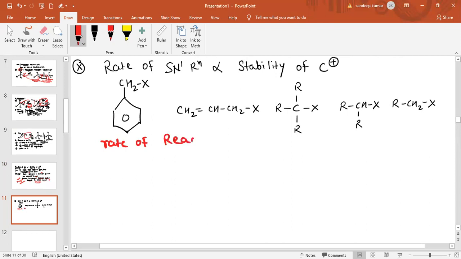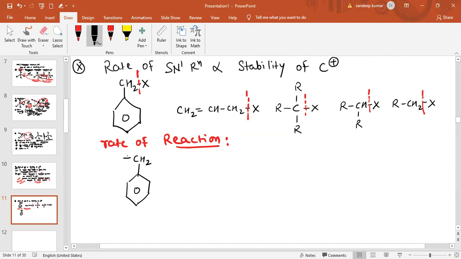When you want to compare the rate of reaction, first of all, break the bond of carbon and halogen. So this carbon-halogen bond breaks and a carbocation is formed. So draw all the carbocations. The first carbocation obtained after removal of the leaving group is the benzyl carbocation.